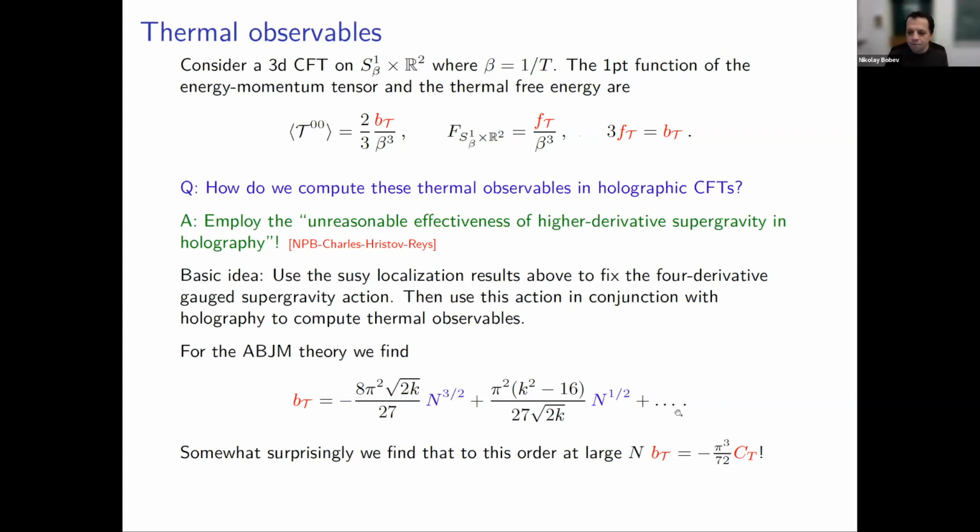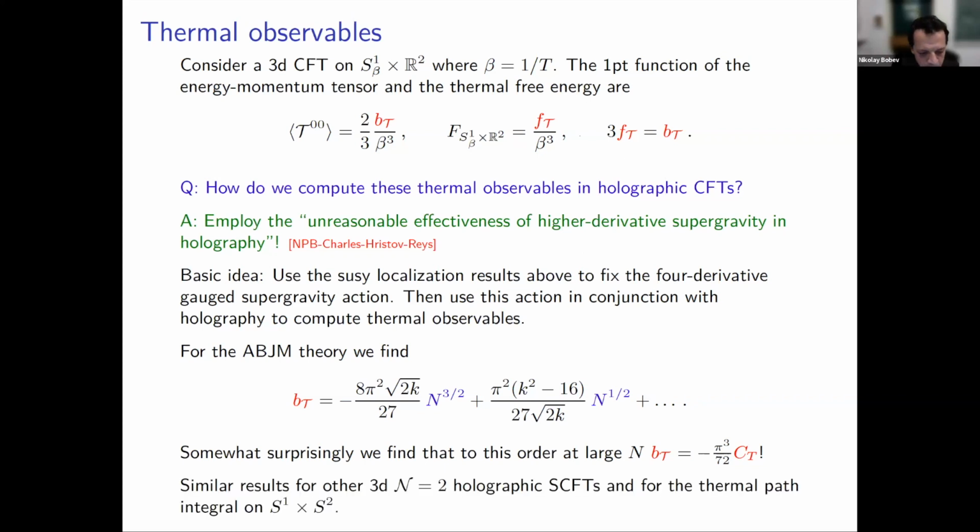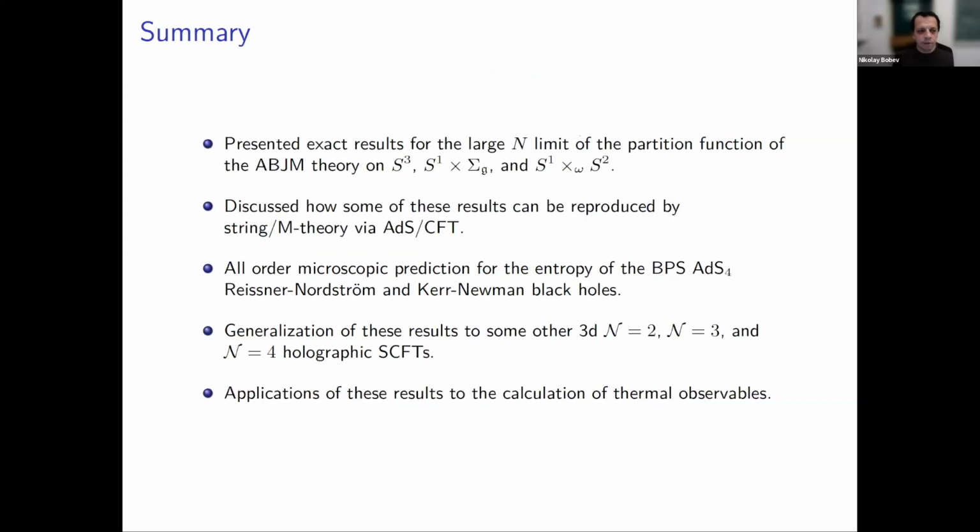I don't know the reason for this. I don't know when it's going to break down, but the expectation is that at some point at finite N, this will no longer be true. But anyway, it's an open question. And again, I can do the same thing for all these other CFTs arising from M2 branes. All right, that's the end of the story.